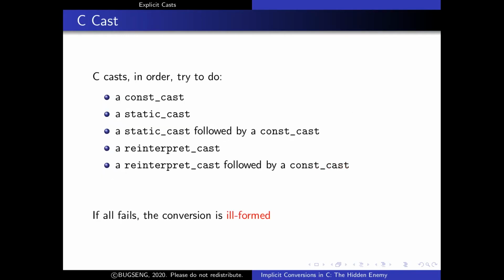So a C cast, in order, tries to do the following. First, a const cast, and if this is valid, then this is what is done. Or a static cast, or a static cast followed by a const cast, or a reinterpret cast, or a reinterpret cast followed by a const cast. The first that applies is the one that is chosen. If all of the alternatives fail, then the conversion is ill-formed.